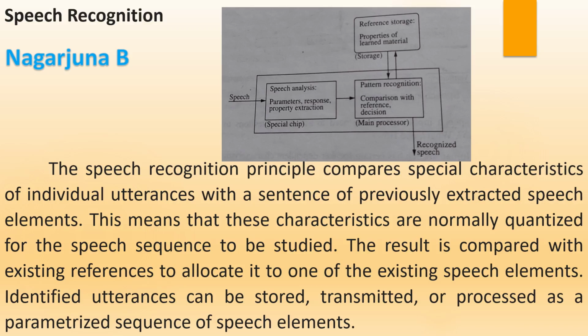The individual utterance of a speech will be compared with those which have already been extracted from speech elements and are already present in the system. This means that these characteristics are normally quantized for the speech sequence to be studied. The result is compared with the existing reference to allocate it to one of the existing speech elements. The identified utterance can be stored, transmitted, or processed as a parameterized sequence of speech elements.